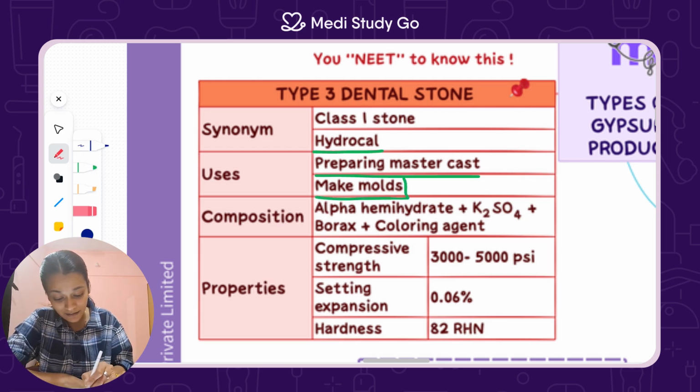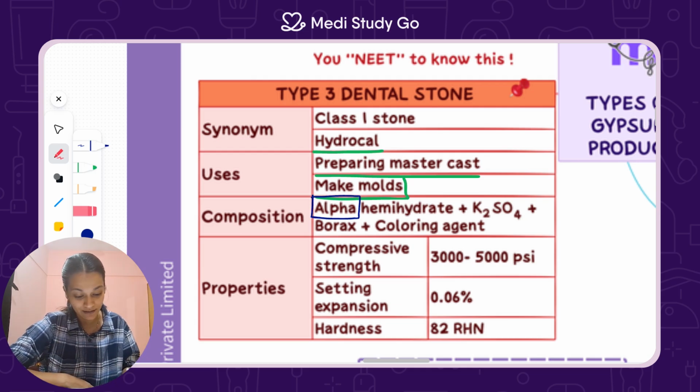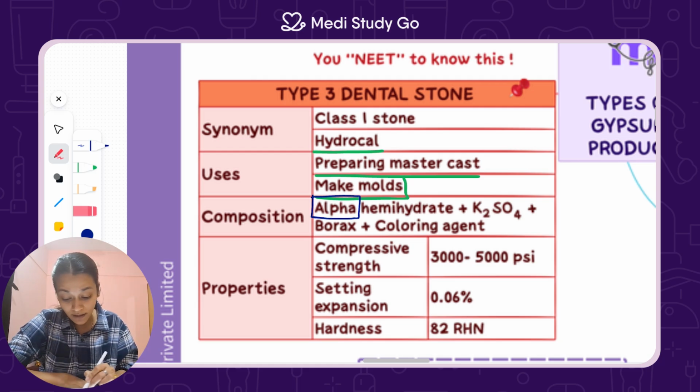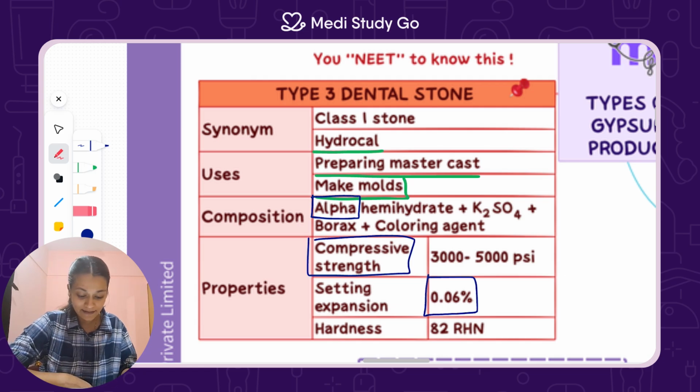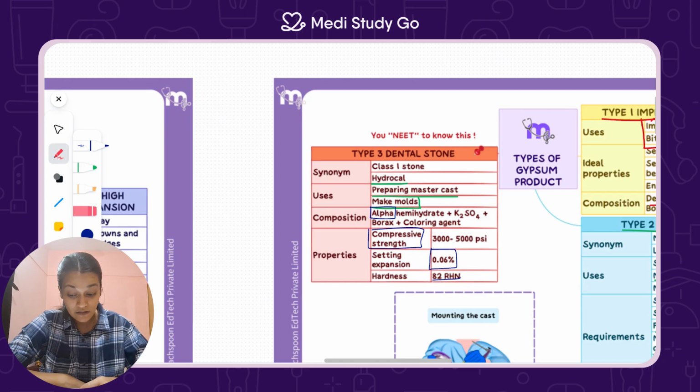So when strength comes into the picture, I see a word that says alpha hemihydrate, also potassium sulfate, borax and coloring agent. So alpha has come into the picture. Keep that in mind. What are the properties that are desirable? It should have good compressive strength, low setting expansion, and the hardness should be good. This was about the dental stone.